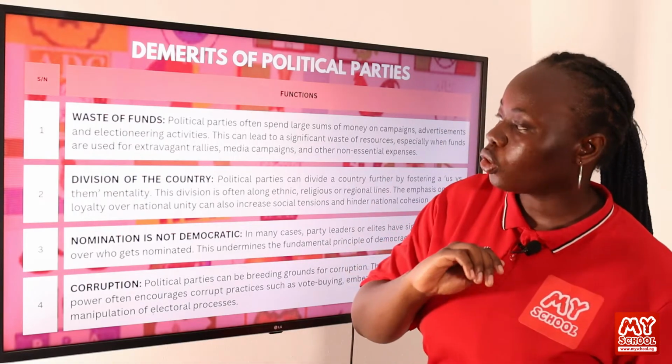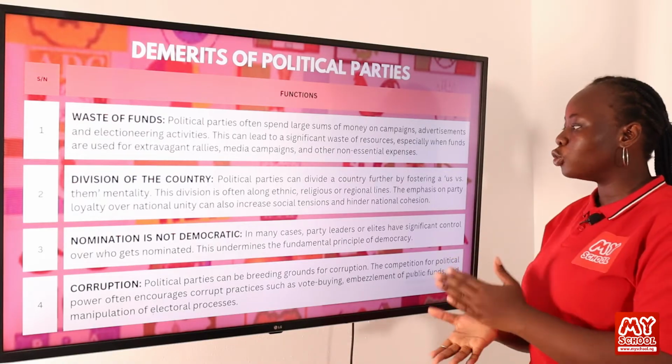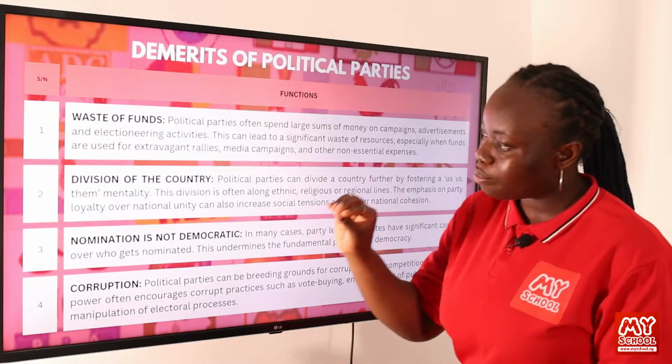So there is also division of the country. Political parties can divide a country further by fostering an us versus them mentality.